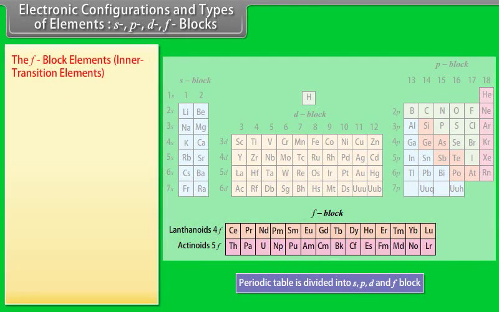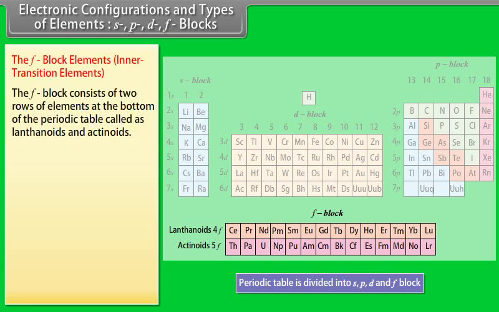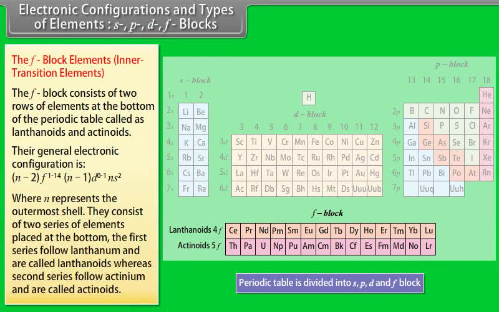The F block elements, inner transition elements. The F block consists of 2 rows of elements at the bottom of the periodic table called lanthanoids and actinoids. Their general electronic configuration is where N represents the outermost shell. They consist of 2 series of elements placed at the bottom. The first series follows lanthanum and is called lanthanoids, whereas the second series follows actinium and is called actinoids.